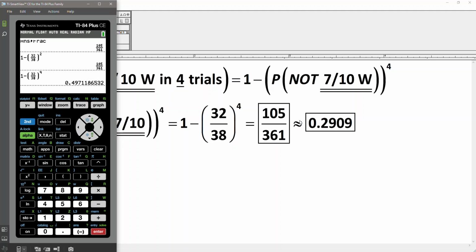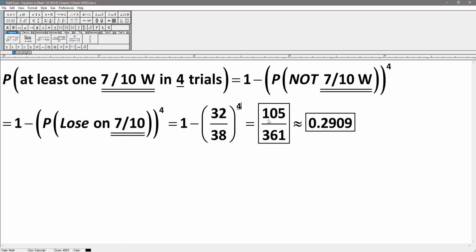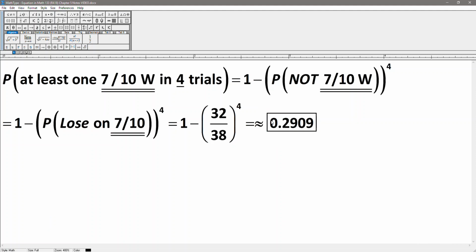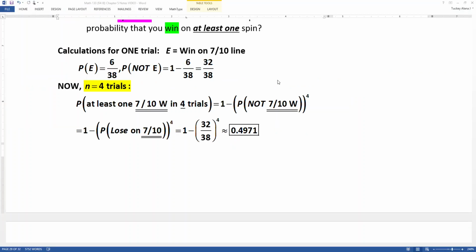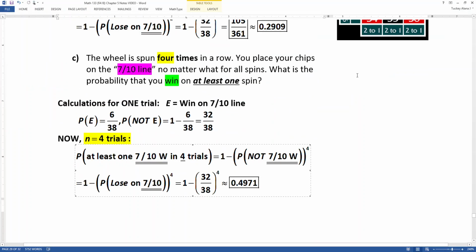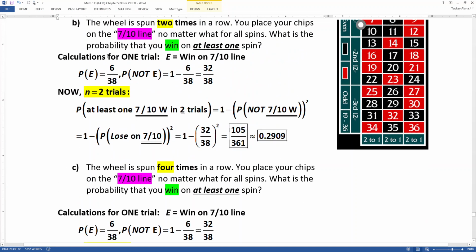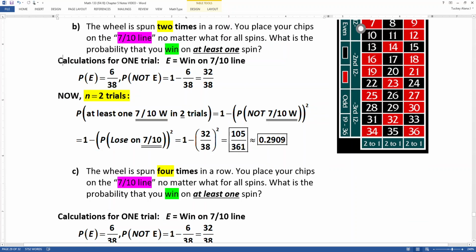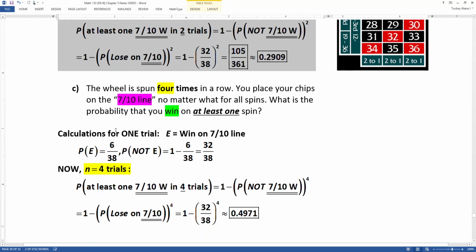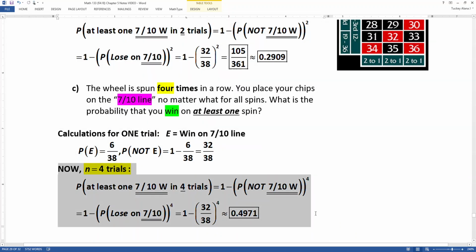And I get 0.49711. This actually is so yucky that it's not going to give us a fraction answer. So I'm just going to delete the fraction part and write that answer of 49 and some change. And there we have it. So we see how the number of trials affects these calculations. You still do the first part about 1 trial at the beginning, and then you expand upon that for your 2 trials or your 4 trials, but the method still holds.